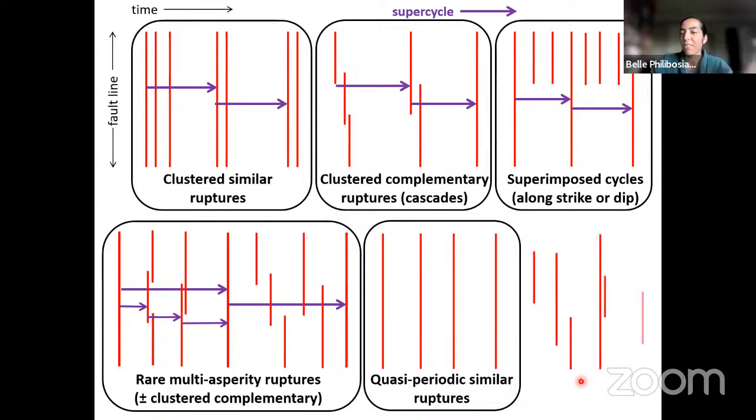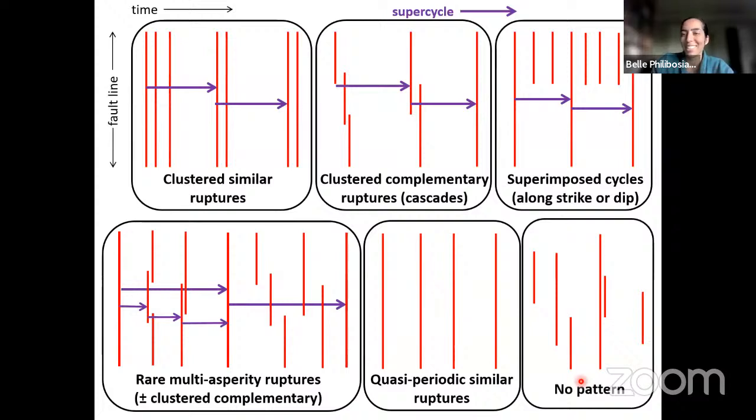Finally, we could have no observable pattern, something that's difficult to understand. In this case, it's probably dominated by those ephemeral barriers to rupture. Stress state is the dominant factor here, and it's difficult to anticipate what's going to occur next.